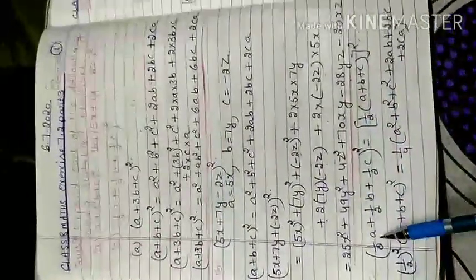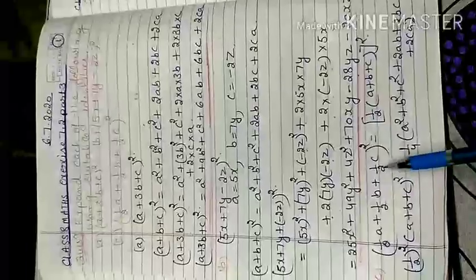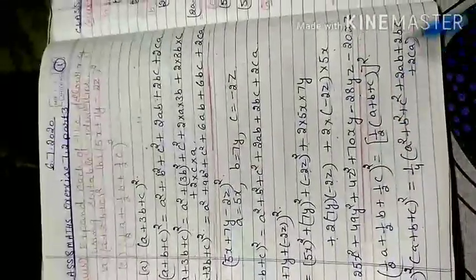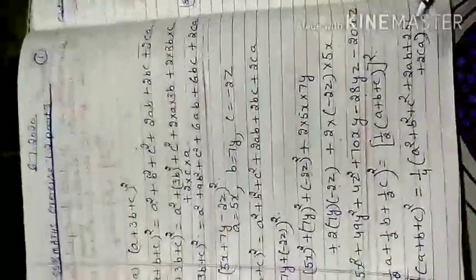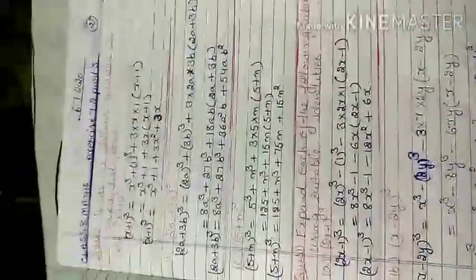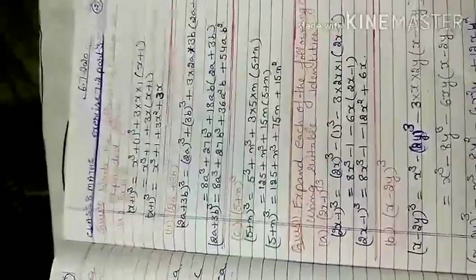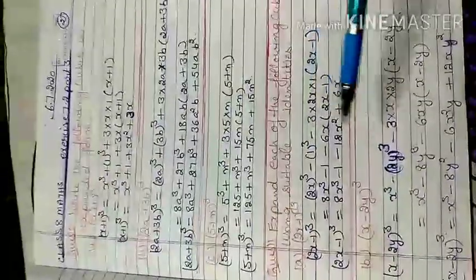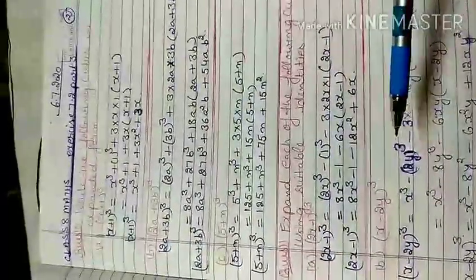Your next is (1 by 2 a plus 1 by 2 b plus 1 by 2 c) whole square. You can directly apply the formula and leave your question at that point also. In your 10th question, you have to apply the formula (a plus b) whole cube, and in the 11th question you have to apply the formula (a minus b) whole cube directly.